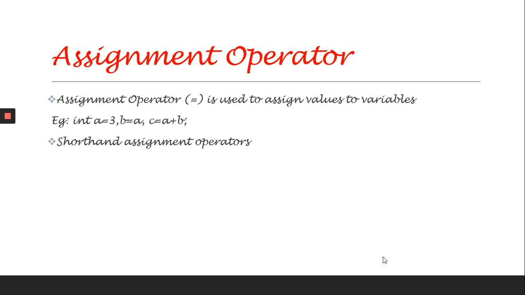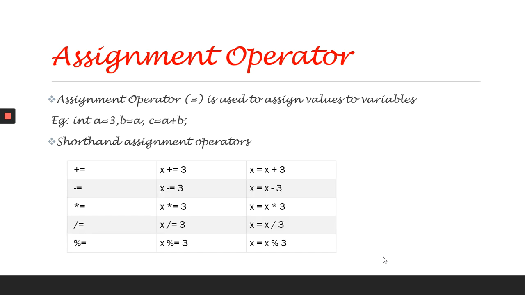Okay. Now we have the shorthand assignment operators. Assignment operator is the equal to symbol. In shorthand assignment operator, it can be written in different ways as shown here. Plus equal to is a shorthand assignment operator. That is similar to x equal to x plus 3. When we want to add, say, 3 to x, what do we write? x equal to x plus 3. That can also be written as x plus equal to 3 using the shorthand assignment operator.